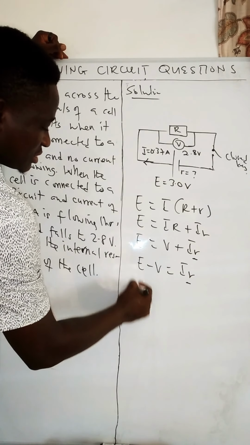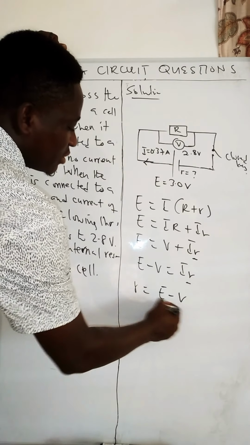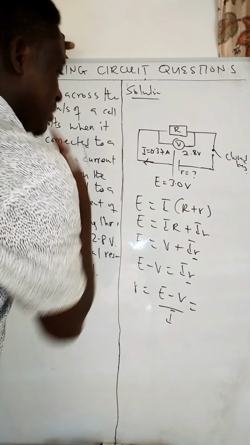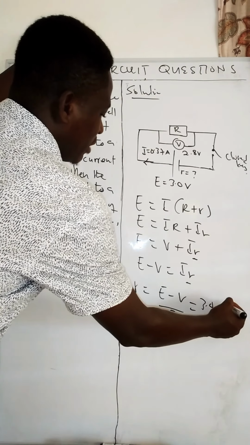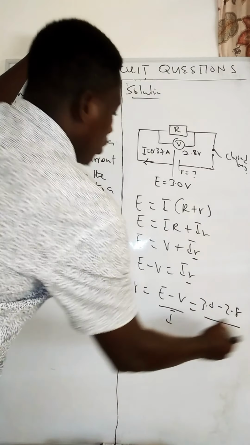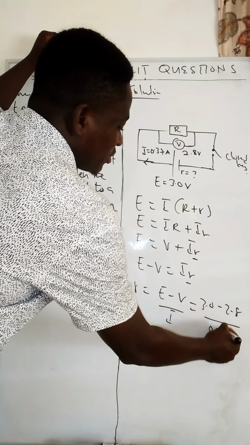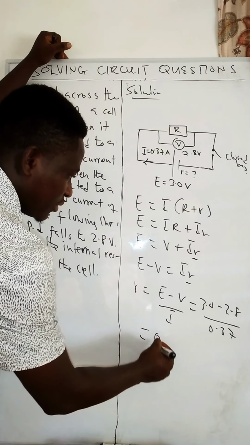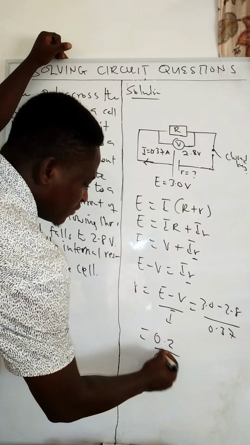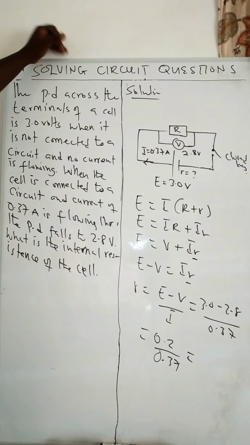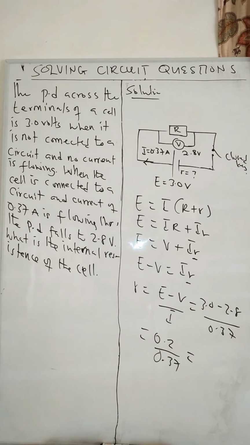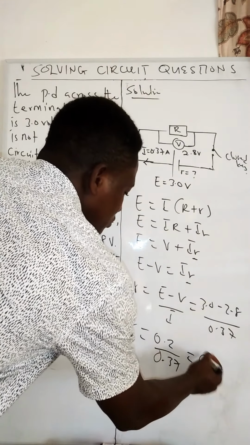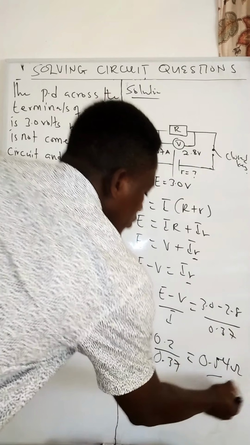So our internal resistance r is E minus V all over I. So this is equal to 3.0 minus 2.8 all over the current, which is 0.37. This is going to give you 0.2 all over 0.37. I think this should give you something like 0.54. So you get internal resistance as 0.54 ohms.